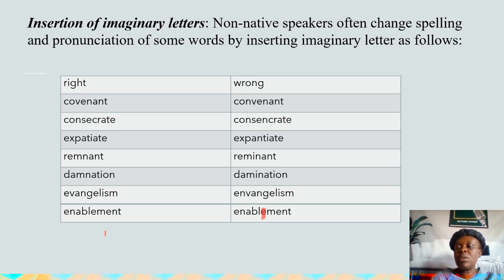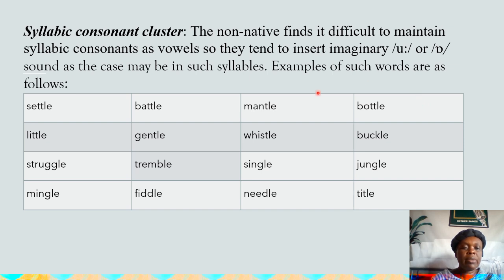All right, now let's look at the next factor that brings about this: syllabic consonant clusters. Do you know that the non-native speakers find it very difficult to maintain syllabic consonants as vowel sounds? Syllabic consonants are in a way vowel sounds, so they tend to insert an imaginary long oo or an o sound, as the case may be, in such syllables. Examples of such words are as follows.